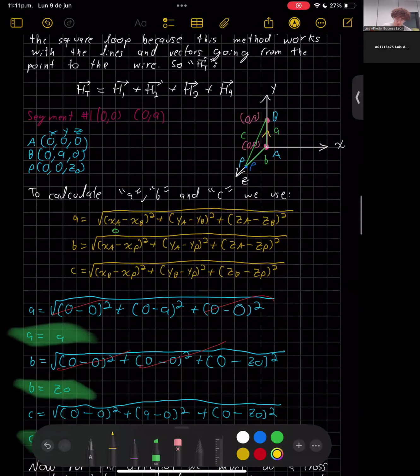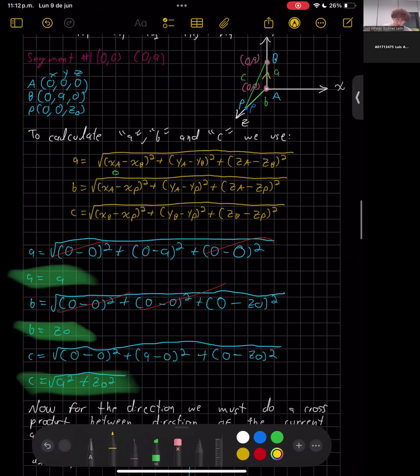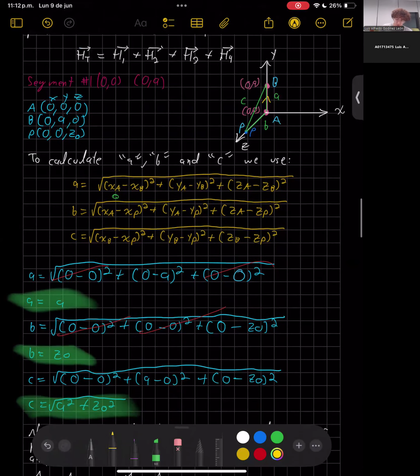So first, we calculate A, B, and C for this triangle. It's basically just applying Pythagoras theorem to each one of them and replacing correctly the values of x, y, and z for the points A, B, and C, depending on what we want. And then we just get the magnitudes or the values.